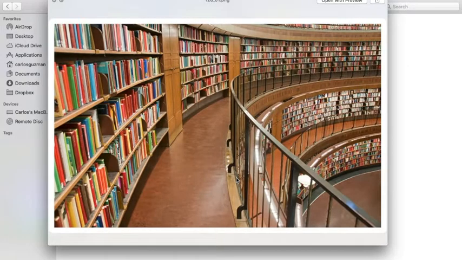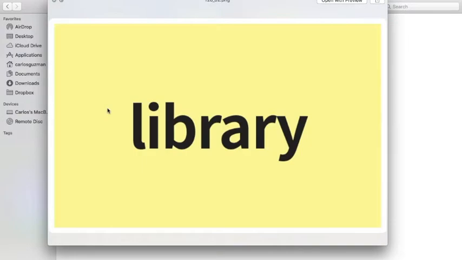Ooh, do we know what this is? It has many, many books. So what is this called? I'm sure you have them here in Bangkok as well as in your school. So what is this place called? This is called a library.